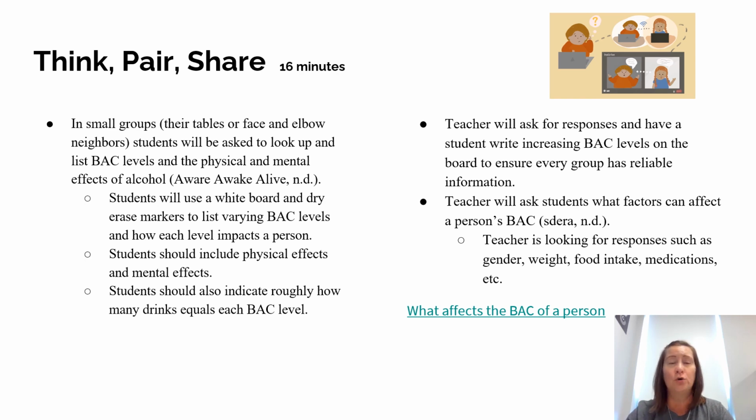Once they work in their group for a short period of time and get their answers down on their whiteboard, I'm then going to ask a student to be our classroom note taker and come up to the large whiteboard for the classroom. I'm going to ask for the responses. We're going to go around to each table, and our note taker is going to write an entire list on our whiteboard of what the blood alcohol concentrations are and what physically and mentally happens to the person at those levels of intoxication.